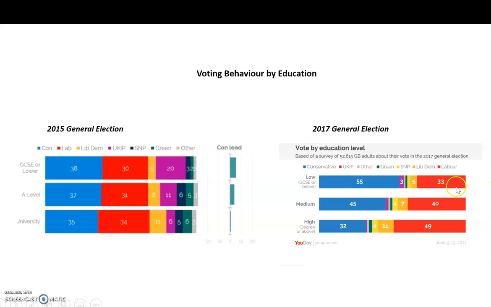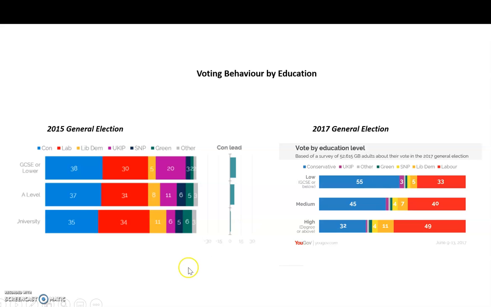30% Labour, 33% Labour. The big change here is the Brexit party, UKIP, 20%, that disappeared by 2017. I suspect they just switched over to the Conservatives. So you can see that those who don't have a GCSE or just have GCSEs and no higher qualifications tend to be far more Conservative in 2017, far more supportive of UKIP, which is probably why they supported the Conservatives in 2017.